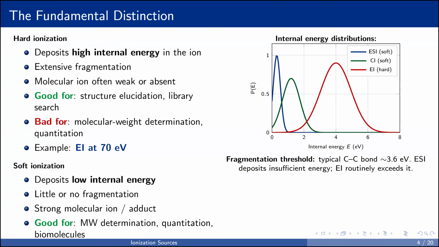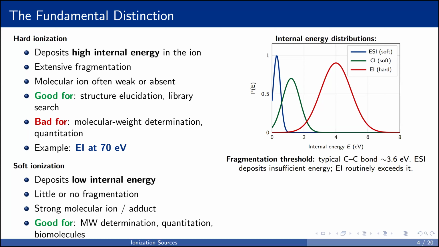Hard sources deposit a lot of internal energy. The resulting ion has so much excess energy rattling around in its vibrational modes that it falls apart. Bonds break, fragments form, and what you see is a rich pattern of fragment ions. The molecular ion itself is often weak or even invisible because it simply doesn't survive the ionization process. This is great if you want to figure out an unknown structure. Each fragment is a diagnostic clue. It's terrible if you want to know the molecular weight because you may not see the molecular ion at all. The classic hard source is electron ionization at 70 electron volts, which we'll study in detail in a few minutes.